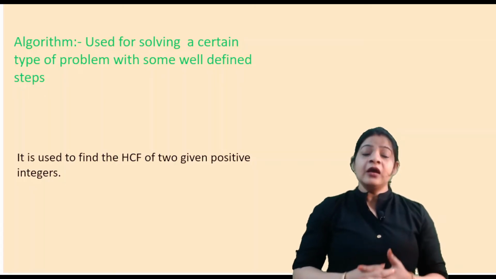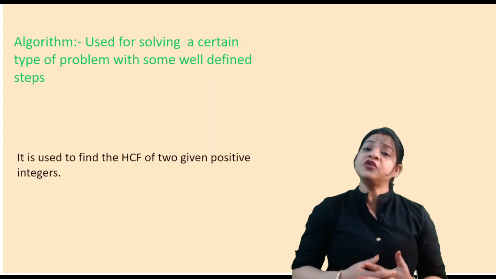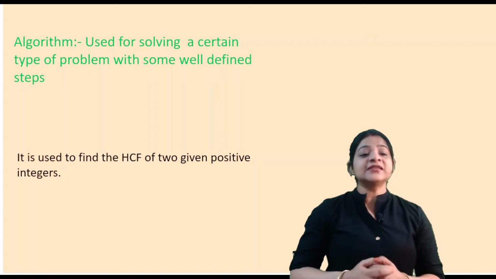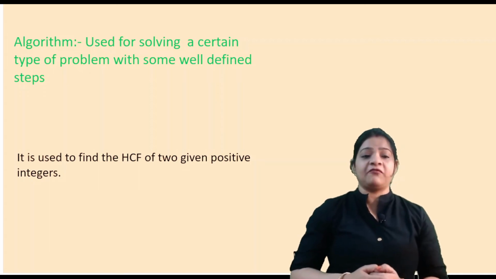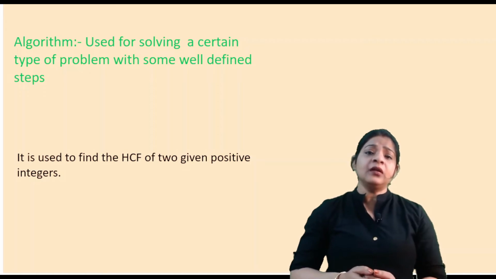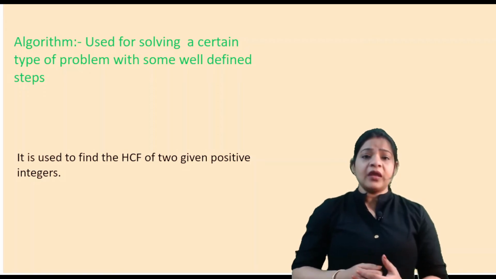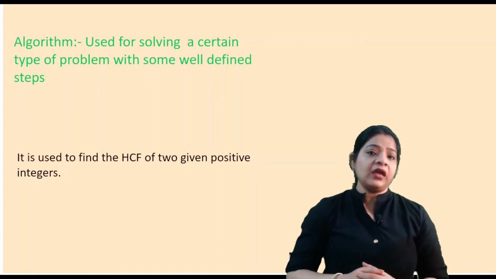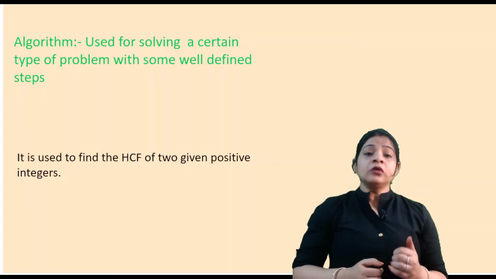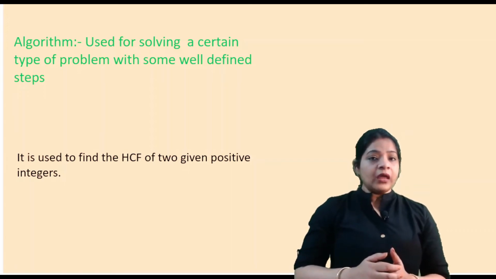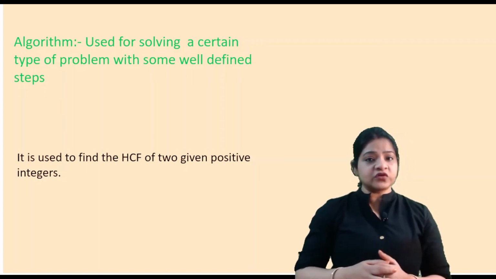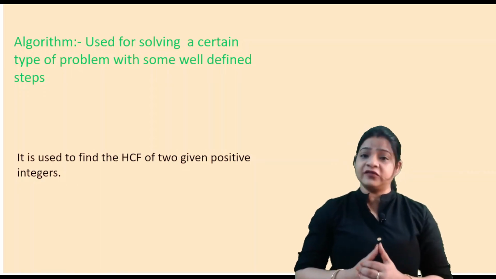Before understanding Euclid's division algorithm, one should know what an algorithm is. An algorithm is used for solving a certain type of problem with some well-defined steps. For example, you have an exam and you want to purchase a maths book. To do that, you have to come out of the house, walk towards the bookstall, purchase the book, and accordingly come back to your house and study.